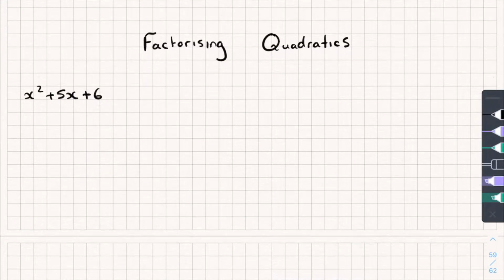So, say we were asked to factorise this, x squared plus 5x plus 6. Here's how we do it. We look at the coefficient of x squared and we look at the constant, which is the number on the end. In this case, the coefficient of x squared is 1, right? Because it's just x squared. I'm now going to times these together, so I'm going to do 1 multiplied by 6. And if I do that, I get, obviously, positive 6.